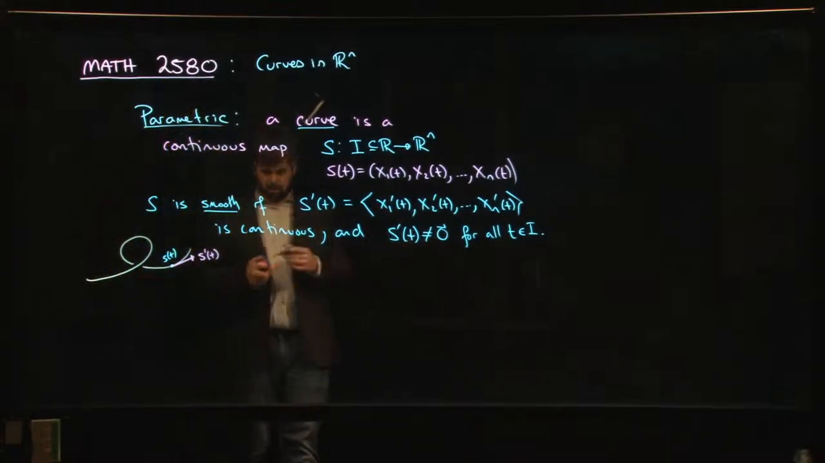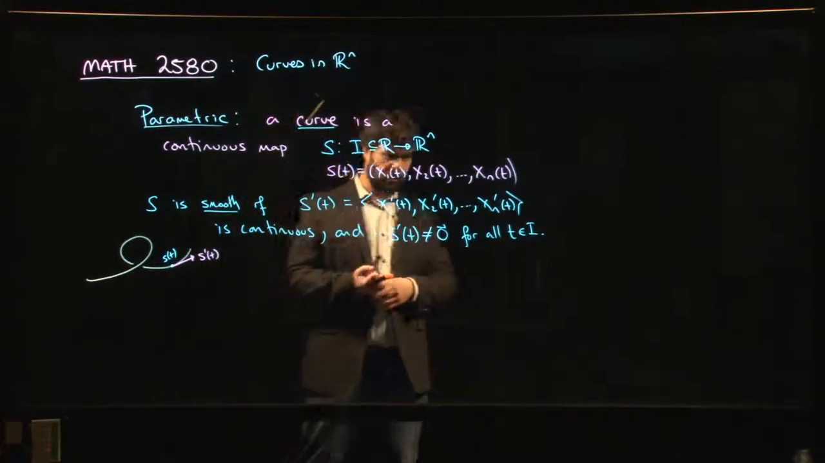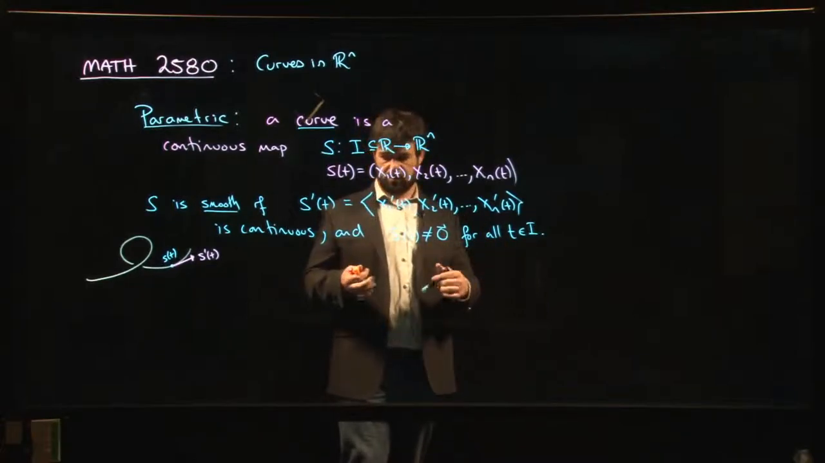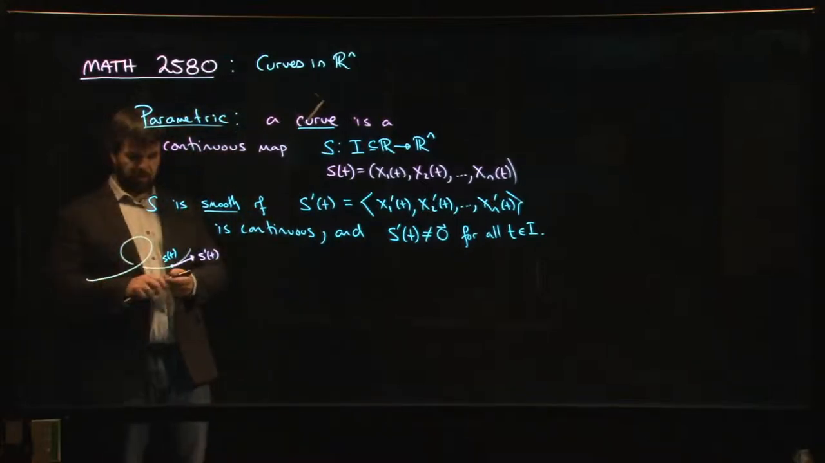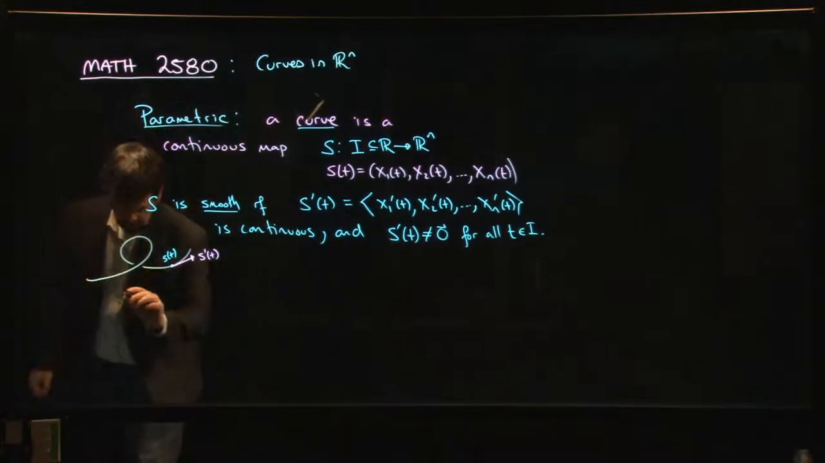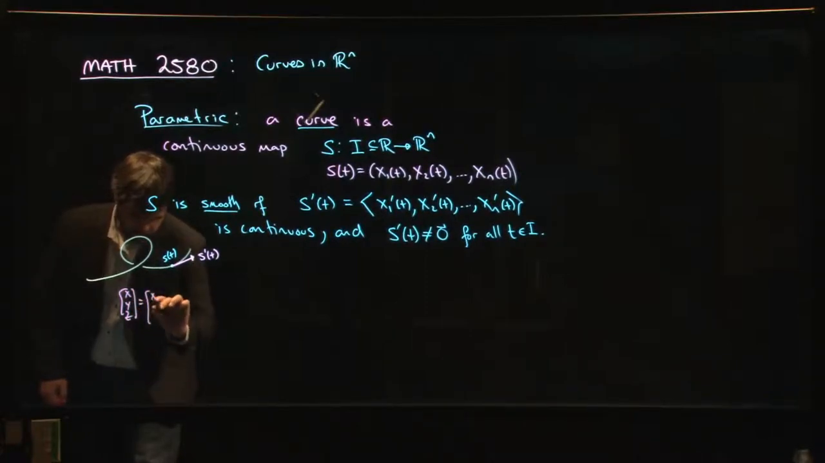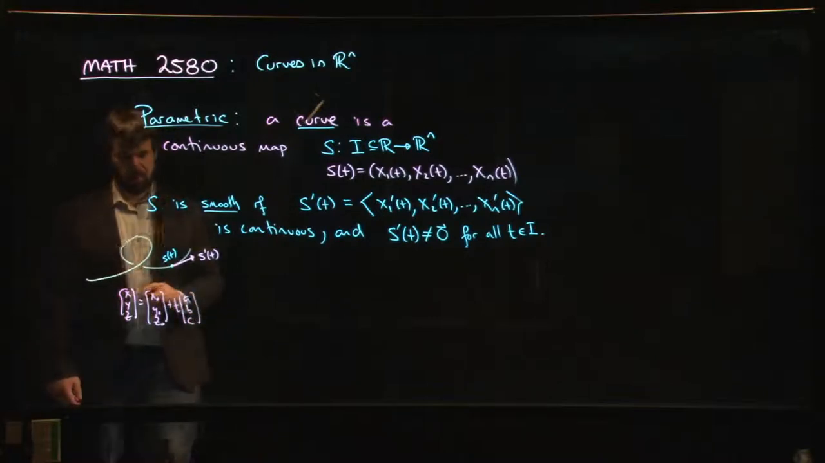Once you have the point and the vector, we learn in linear algebra how to write down the equation of a line given a point on the line and a direction vector, right? You probably remember that there's an equation that looks something like (x, y, z) is equal to (x naught, y naught, z naught) plus t times (a, b, c), right?